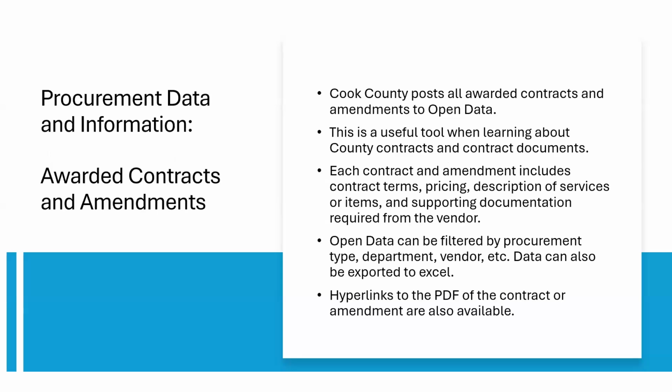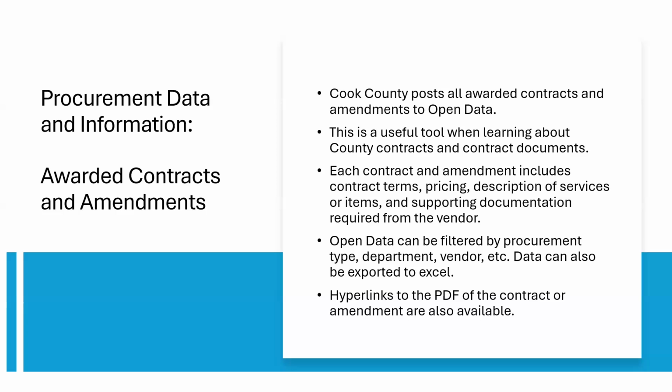So when you click on that procurement data and information link on our main page, you have the list of options that you can also select on that page. So via the procurement data and information link, you can click on awarded contracts and amendments. And we've been talking about that page, that open data page, for the last several sessions. So this is where we post all of our awarded contracts and amendments via open data.